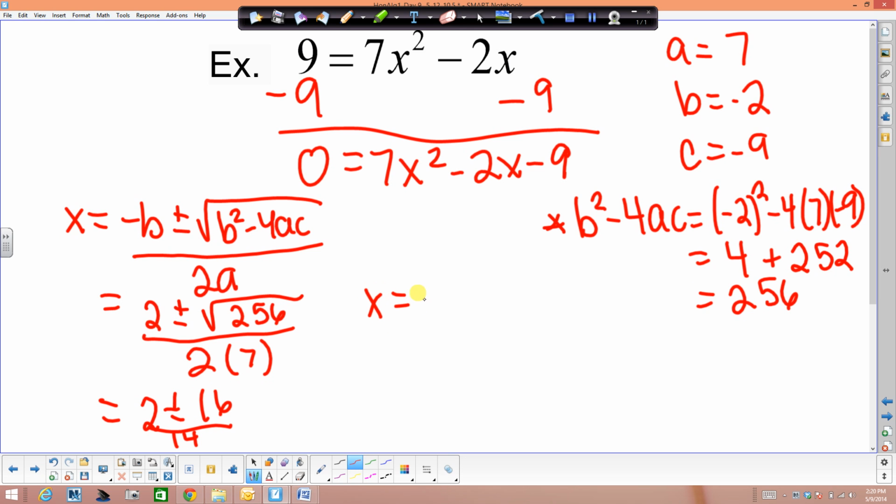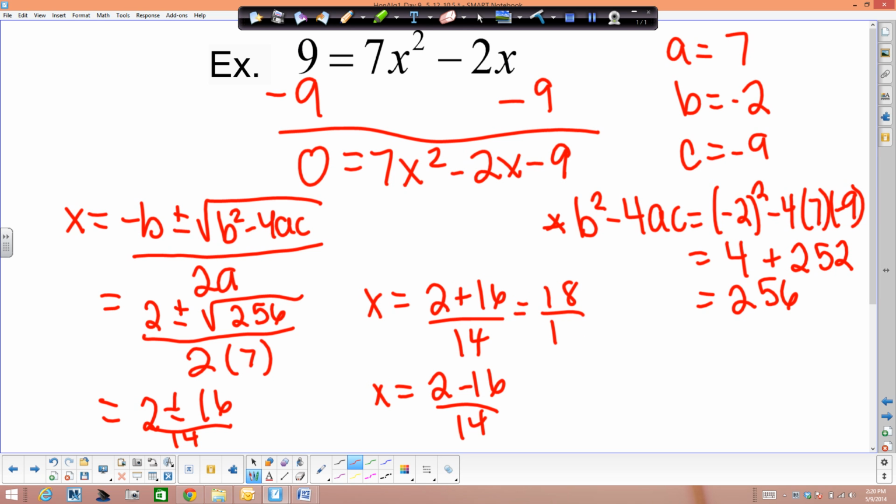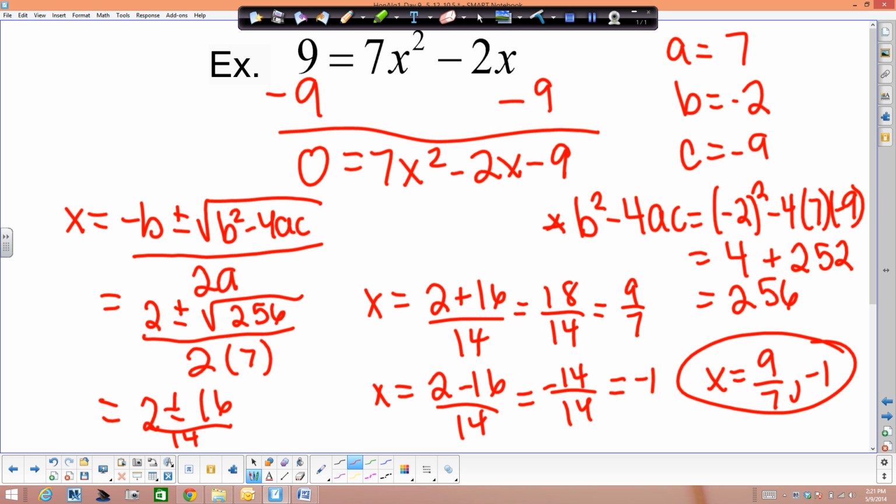So we've got x equals 2 plus 16 over 14, and x equals 2 minus 16 over 14. So 2 plus 16 is obviously 18 over 14, and we want to simplify this because we always simplify our fractions. So that would be 9 over 7, and 2 minus 16 would be negative 14 over 14, which you know is negative 1. So we get x is equal to 9 over 7 or negative 1, and those will be your two solutions.